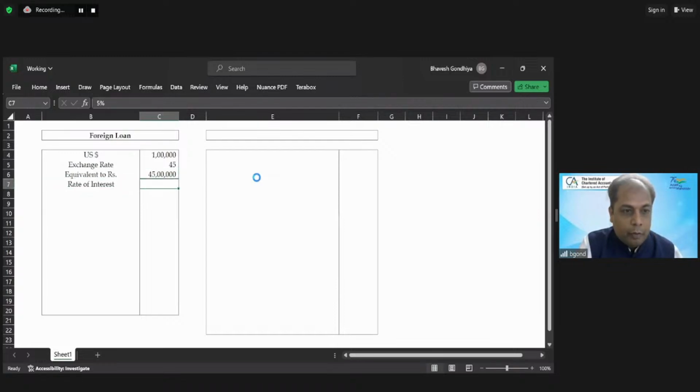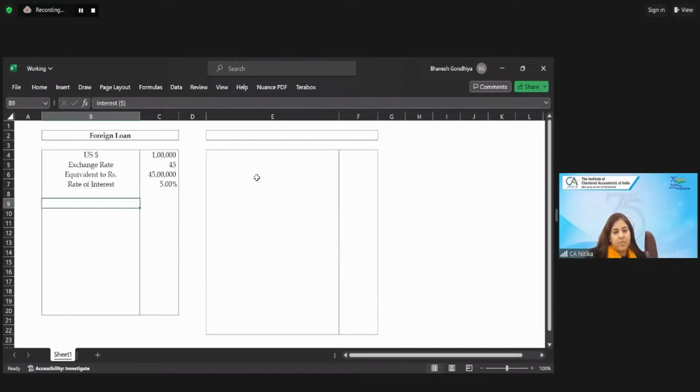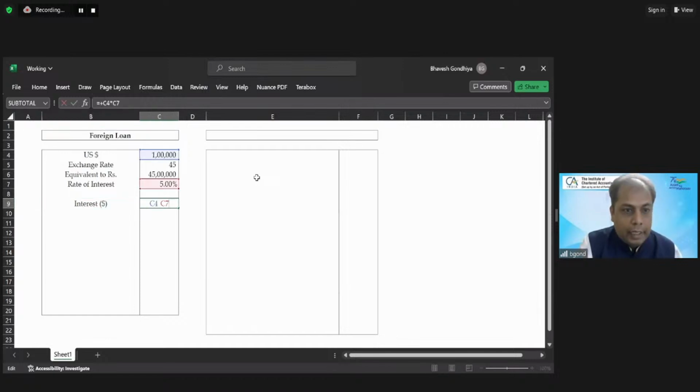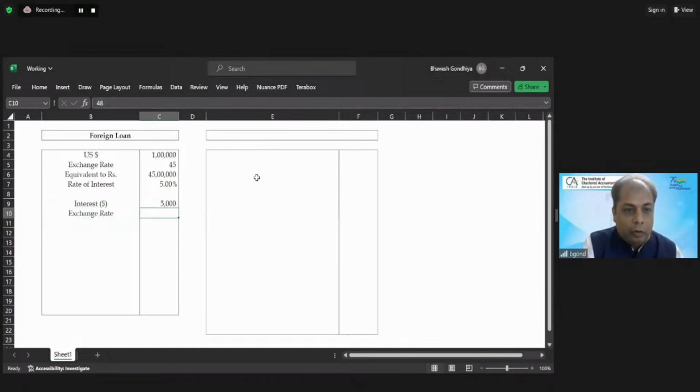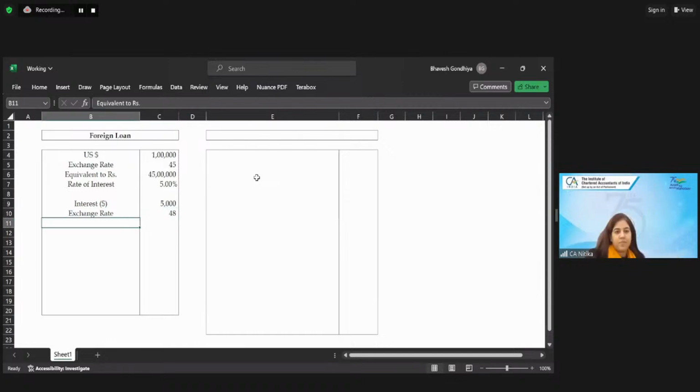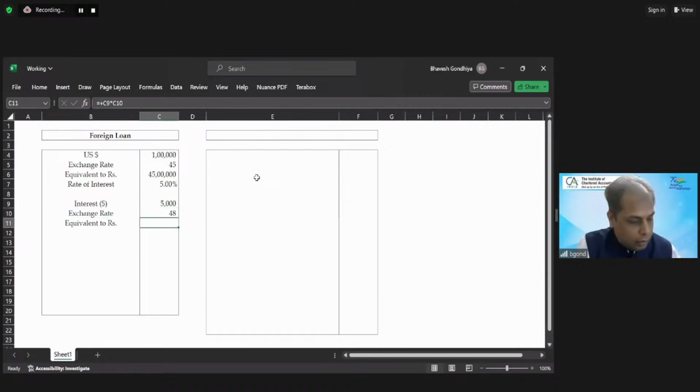Now the rate of interest which I have to pay is, assume, 5%. So my interest component in terms of dollars, because I have taken a loan in US dollars, my obligation first I have to calculate in dollars. So can I say 5,000? Very correct. Now I have to make a payment in rupees because I am located in India. So I will convert this 5,000 at the exchange rate prevalent on the date of payment. Assume that the exchange rate on the date of payment is 48. So my interest obligation equivalent to rupees is 2,40,000. Is it fine? Right.